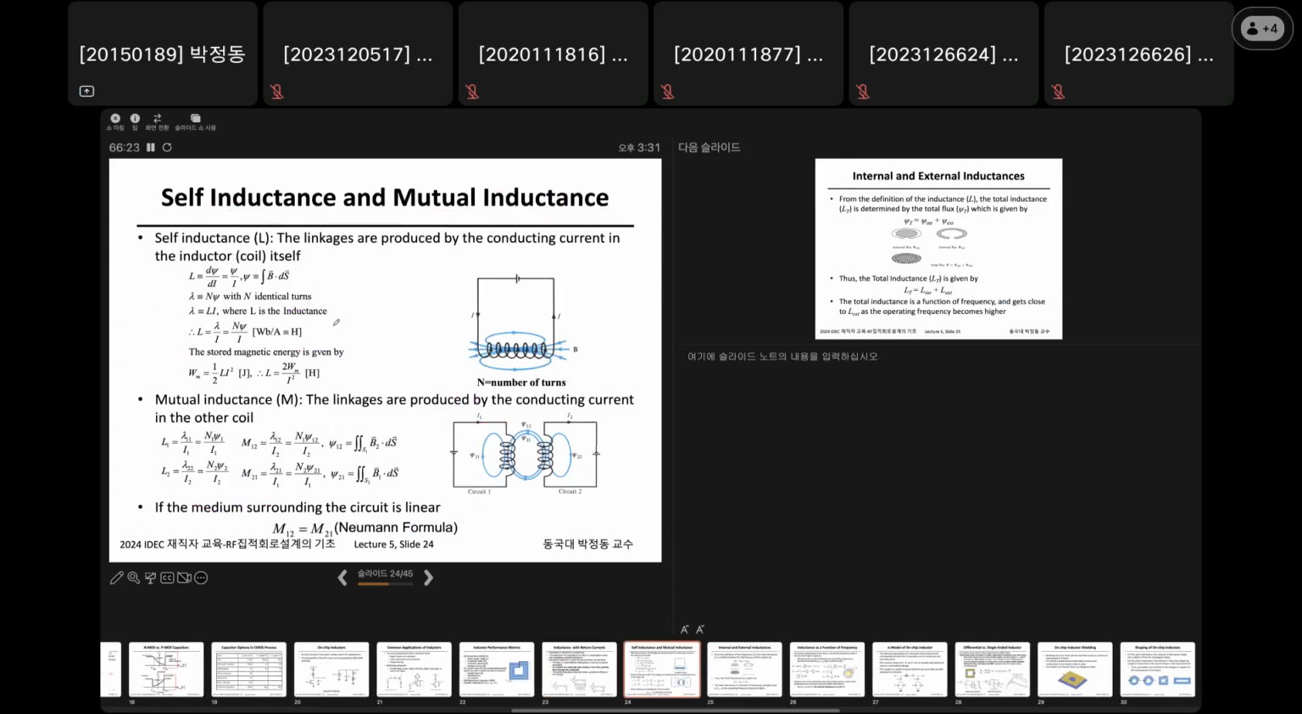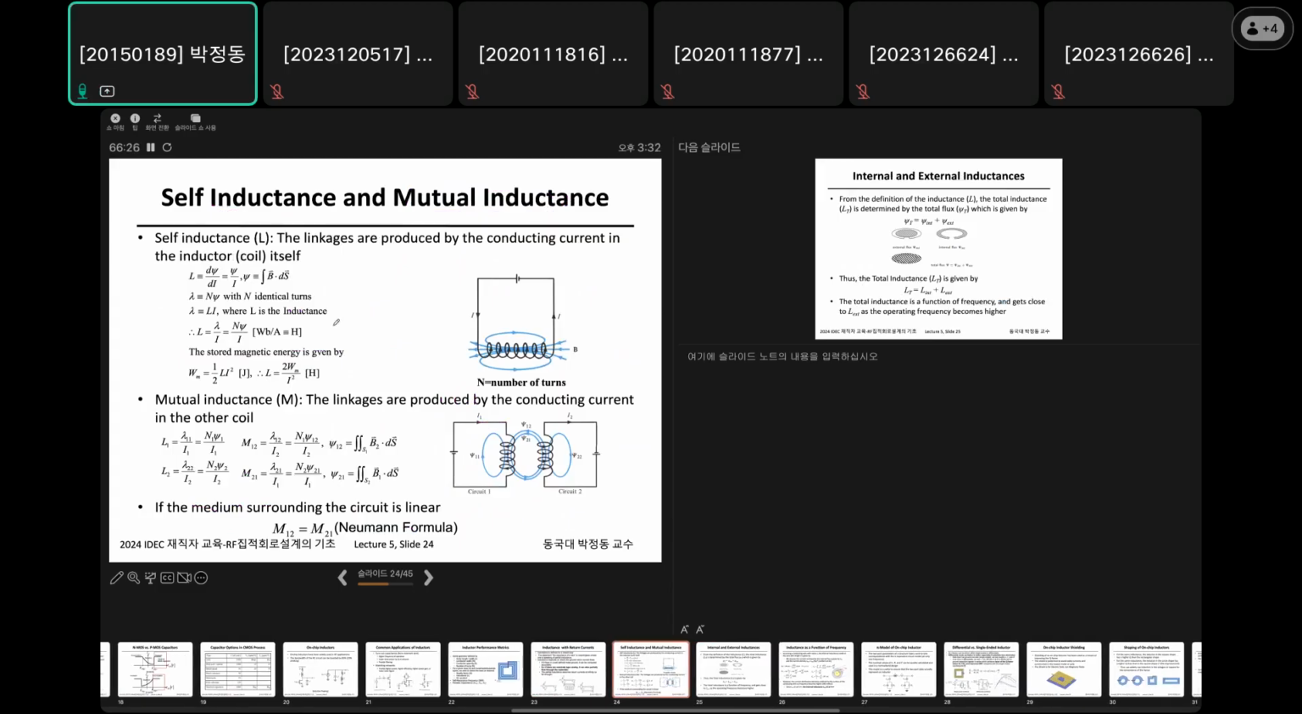Let's talk about self-inductance and mutual inductance in terms of electromagnetics. The self-inductance itself is just the inductance produced by conducting current in the inductor itself. This self-inductance consists of internal inductance plus external inductance. This internal inductance is inside of the metal, that conductor.